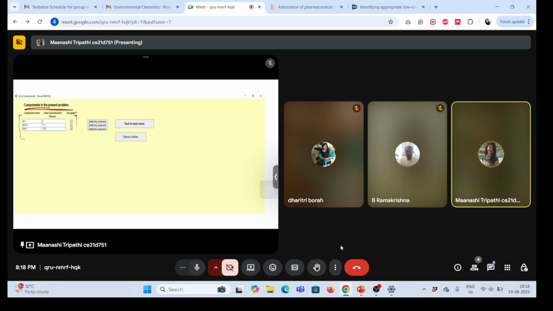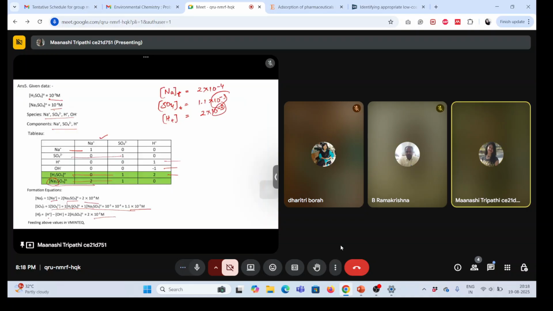So we'll just be keeping all these things. Here it is already in millimolar concentration, so that is why we are neglecting all these minus 3 values. And here we are putting it as 0.2 into 10 raised to power minus 3. So that is all we are putting here.